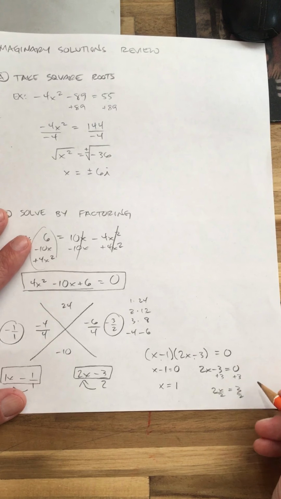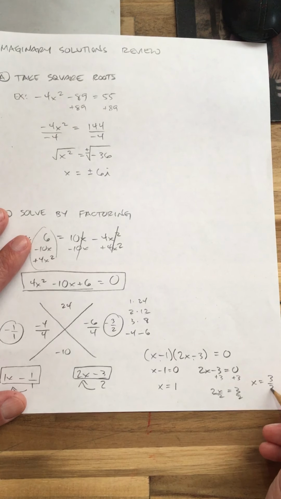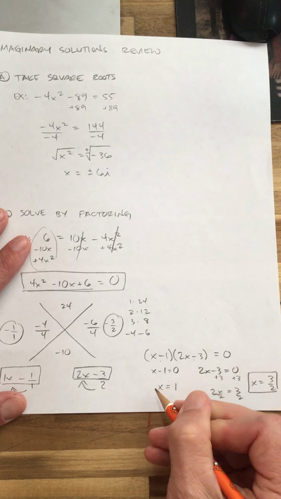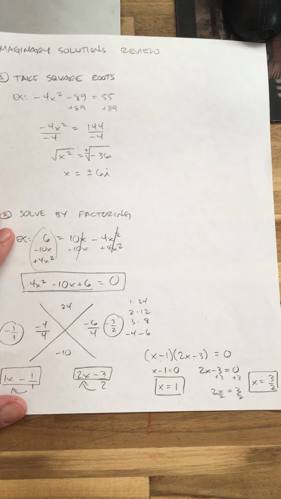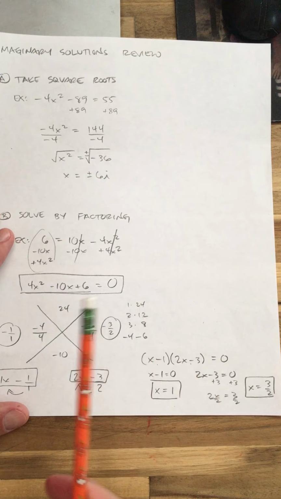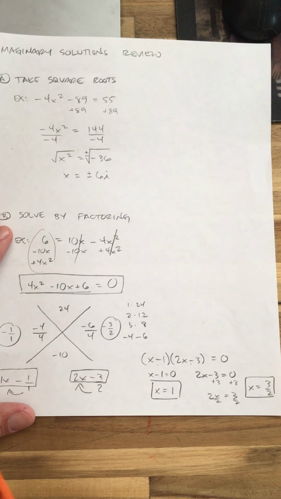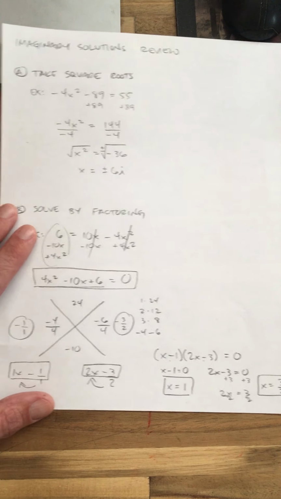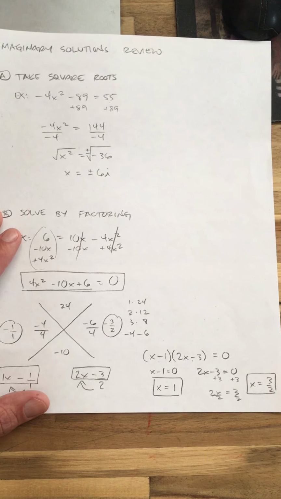I'm running out of room here. x equals 3 over 2. There's your other solution. You got those two right there. So that's solve by factoring. Again, the x method makes this way more complicated. One of these days, I'm going to show you how to do it without the x method. You'll thank me for it.